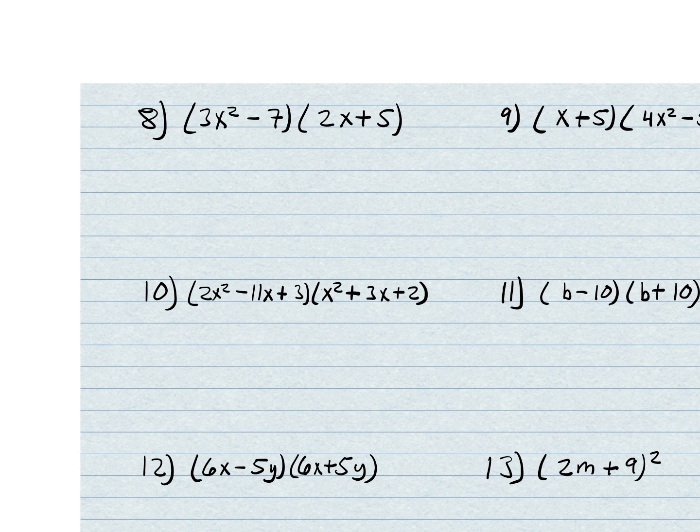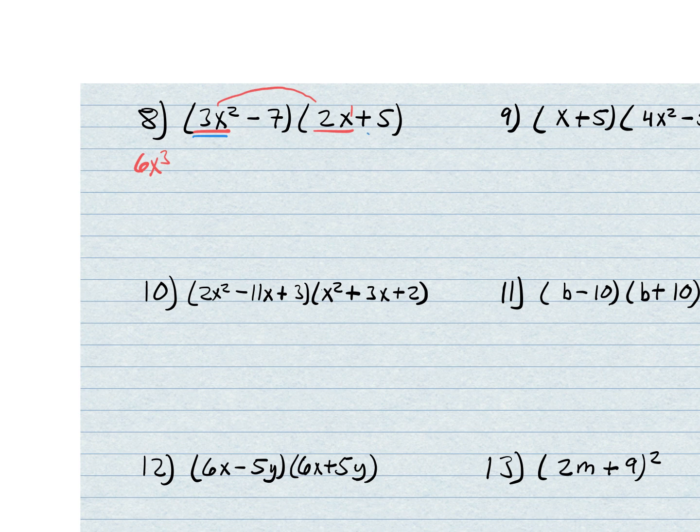So if we do first times the first, 3x squared times 2x is going to give us a 6x to the third power. 3 times 2 is going to get us 6, x squared times x. You can think of this like x to the first power and then add the exponents. And then let me draw the little arrows. I know some of you like the arrows.